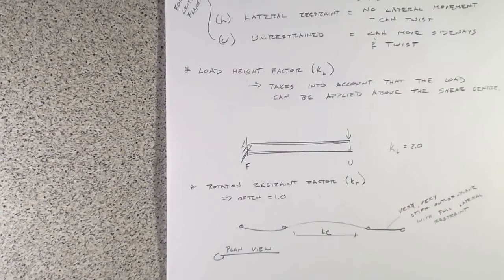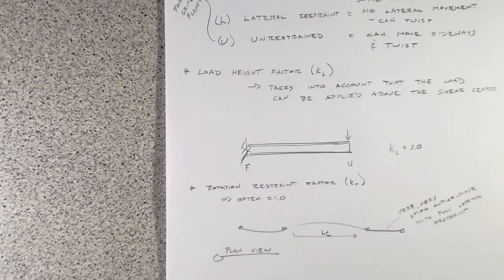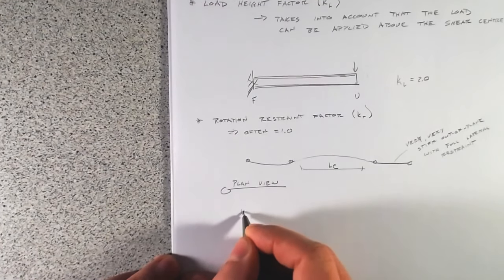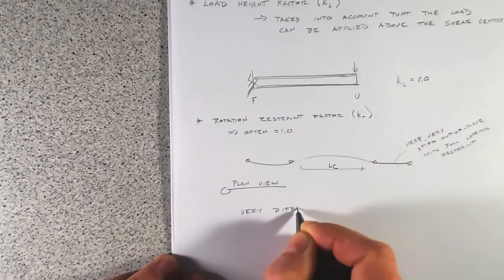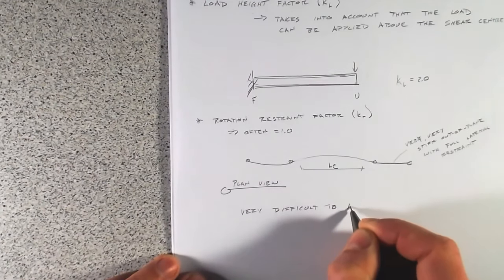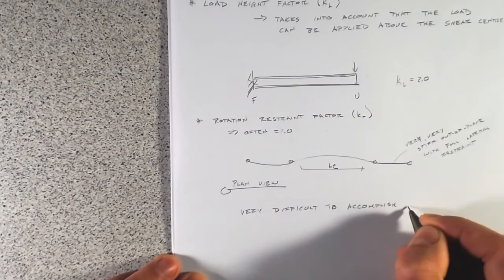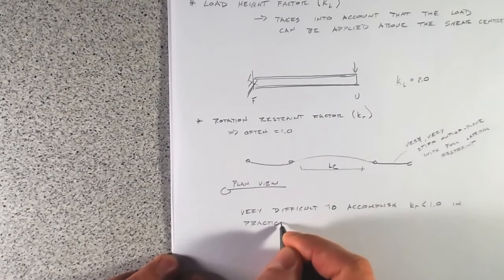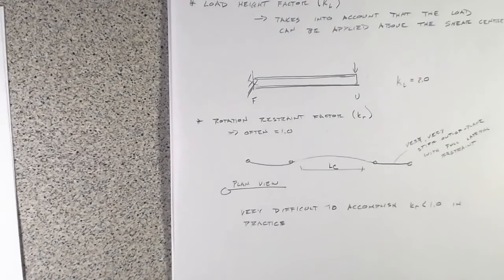Essentially what this factor is saying is, say you have a continuous member or a steel beam which is buried in concrete at both ends. Because lateral torsional buckling is partly about the out-of-plane buckling, if you really restrict the top flange movement in plan, then the code will give you a factor. This is really, really hard to pull off in practice. Very difficult to accomplish KR less than 1.0 in practice. And that's why we tend to just assume that it's going to equal 1.0.